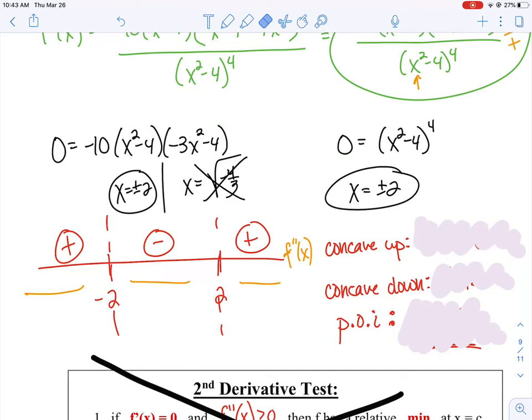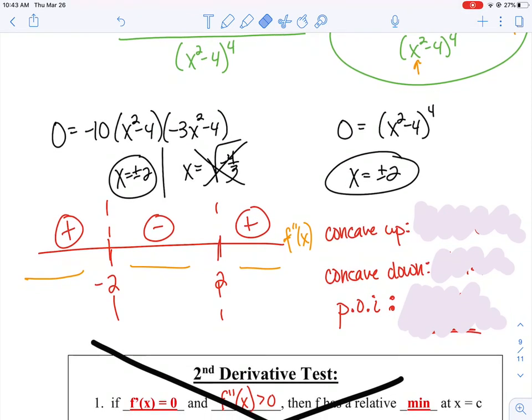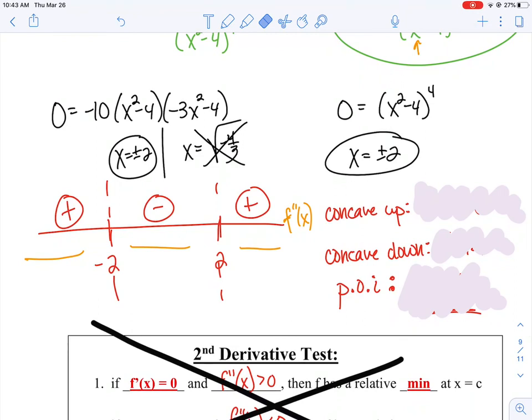And so we have values in my second derivative now, and I can figure out where I'm concave up and concave down. My original function, f of x, I should say, is concave up when my second derivative is positive. That's from -infinity to -2, and then again from 2 to infinity. My f of x, my original function, is concave down from -2 to 2, because that's when my second derivative is negative.